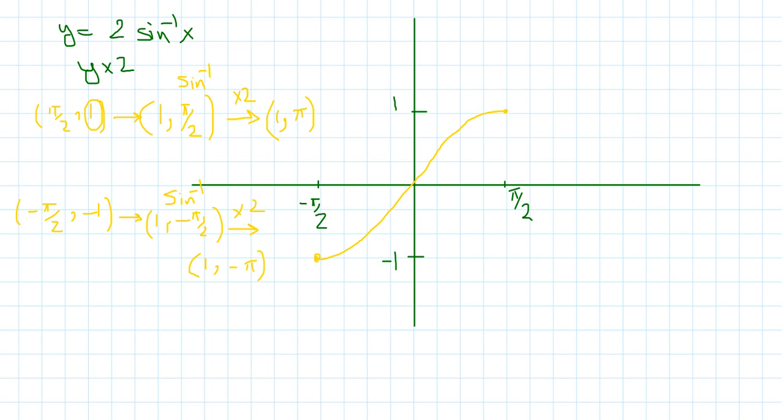Now let's find this point, 1 and pi. Easily say, when I have sine inverse, I should change the points. Here is 1. Here is minus 1. And pi. So here is pi. Here is minus pi.